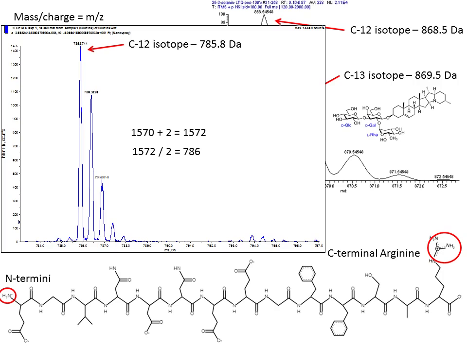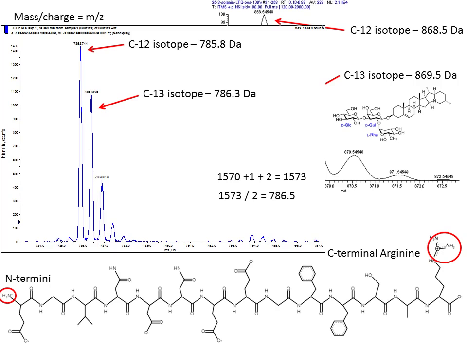The C13 isotope containing the extra neutron of the peptide is measured as 786.3, or half a Dalton larger, rather than 1 Dalton, because the mass spectrometer is measuring the mass of the peptide plus a neutron plus 2 hydrogen atoms, and then dividing it by 2 charges. The mass spectrometer can now be programmed to use this as a selection device, looking for half Dalton or less differences between adjacent mass peaks to select ions for further analysis.